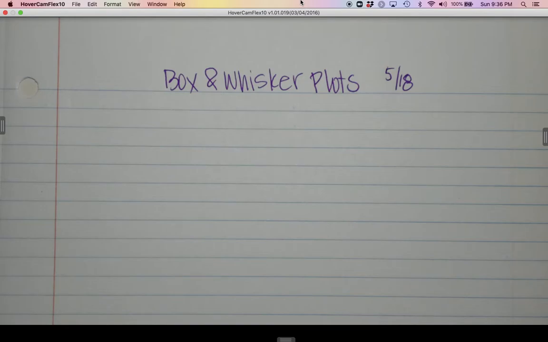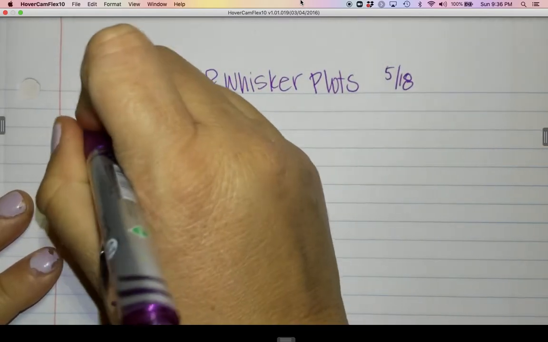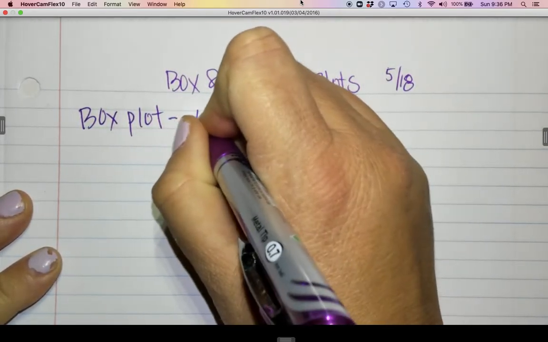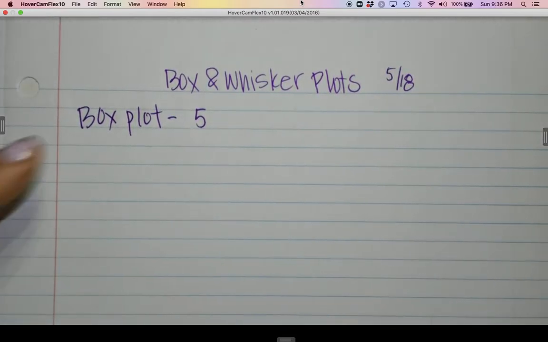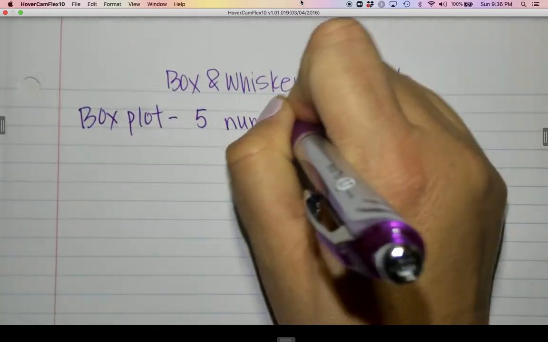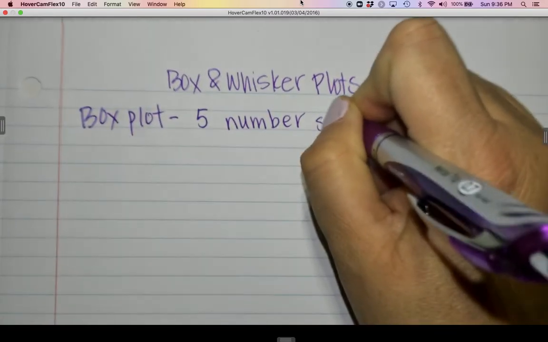Alright, so a box plot, or box and whisker, remember they're the same thing, is a 5 number summary.